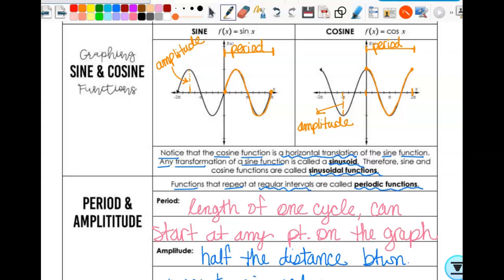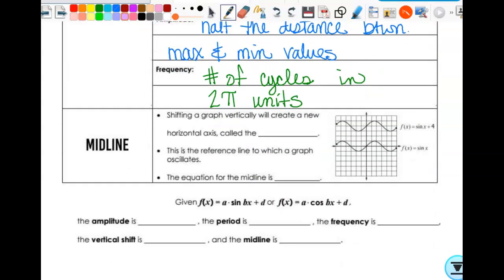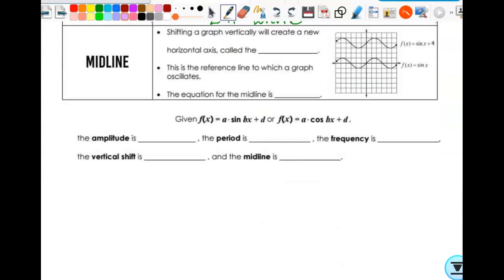All right. Let's talk about midline. So, when you shift the graph vertically, it'll create a new horizontal axis. So much like when we graph things that had asymptotes, if we graph the asymptotes first, then we could use the asymptotes as our new axes, and it made graphing everything easier. Same kind of thing with the midline, right? So when we create this new horizontal axis, it's called the midline.